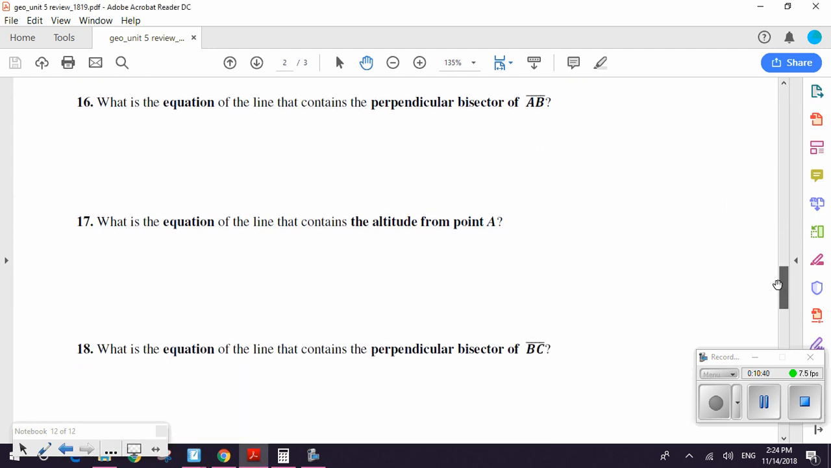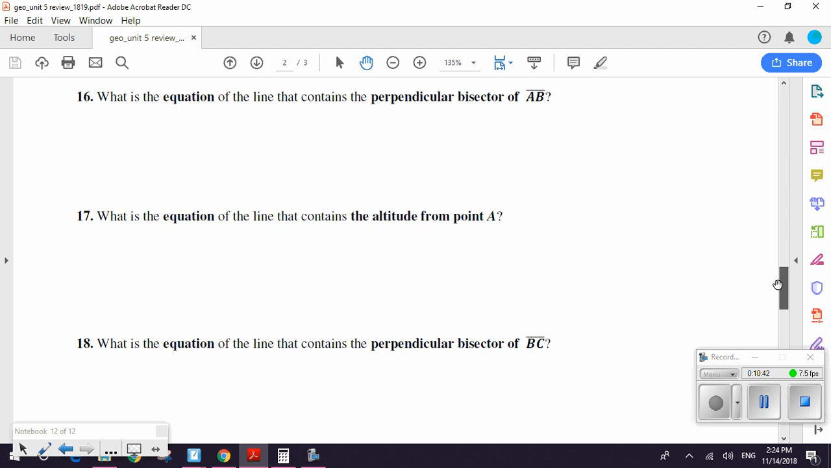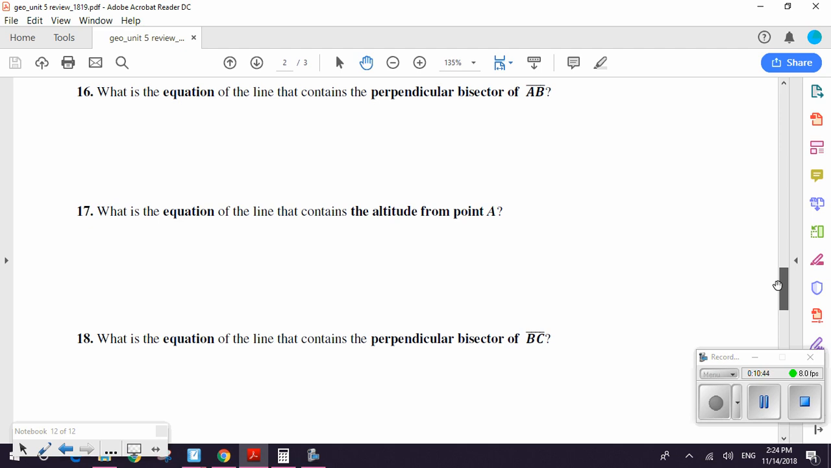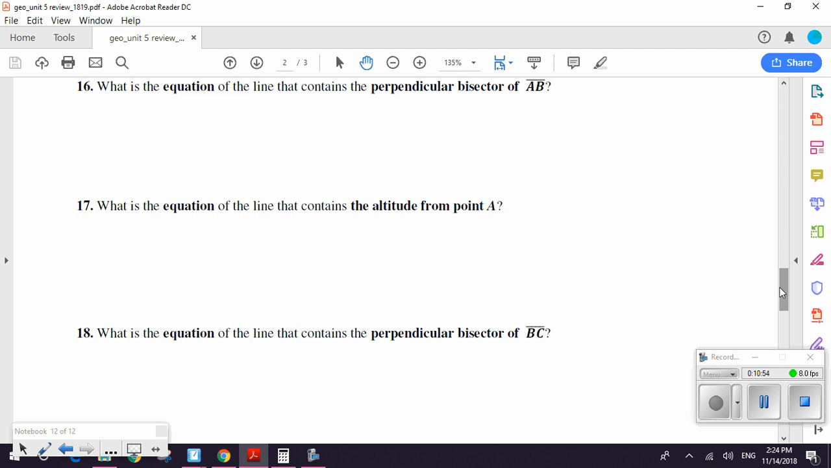Number 16 says, what is the equation of a line that contains the perpendicular bisector of AB? So it needs to be perpendicular with AB, and it needs to bisect AB. With that being said, I need the midpoint of AB, and I need the slope of AB.